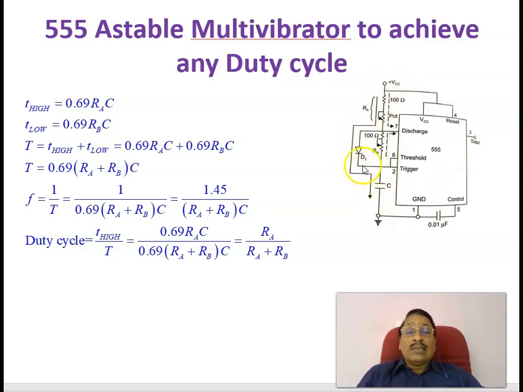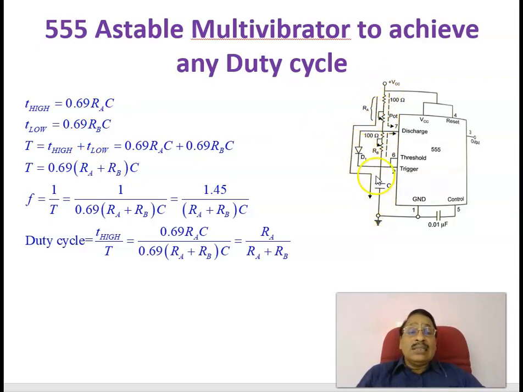During the charging of this capacitor, the capacitor gets charged from VCC through RA, then through this diode, and through C. Previously we have seen that the T high equation is equal to 0.69 (RA + RB) C. But in this case, since the current is flowing only through RA, the T high equation now changes to 0.69 RA C, because the diode bypasses RB during the charging.